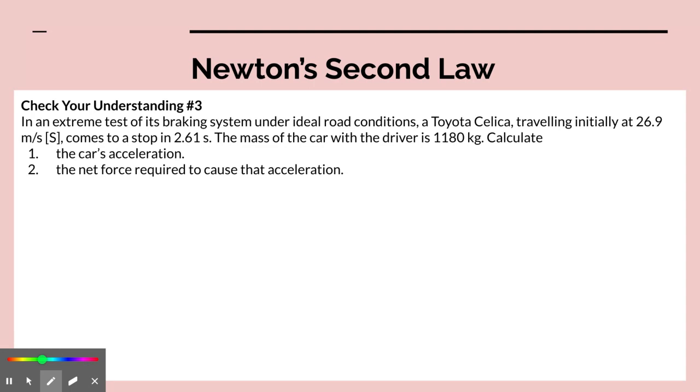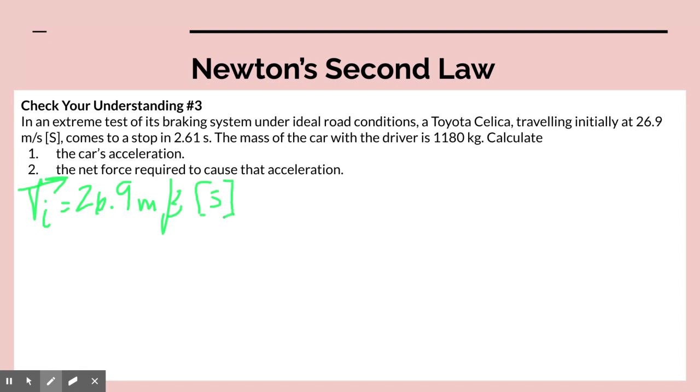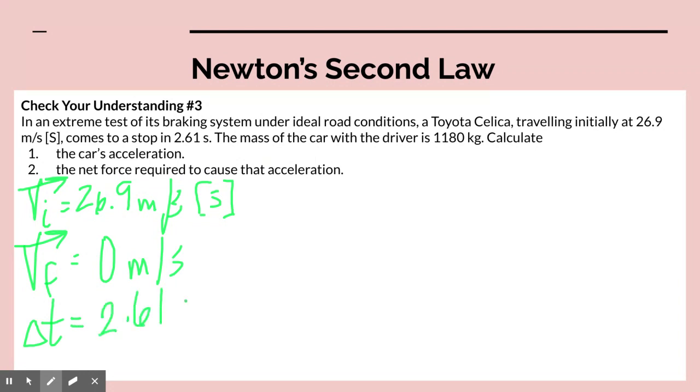So it looks like we've got an initial speed of 26.9 meters per second to the south. We also do have a final velocity. It's 0. Final velocity is 0. We have time. Time is going to be 2.61 seconds. And we have the mass of the car, which is 1,180 kilograms. So we don't need the mass right now to calculate the car's acceleration.